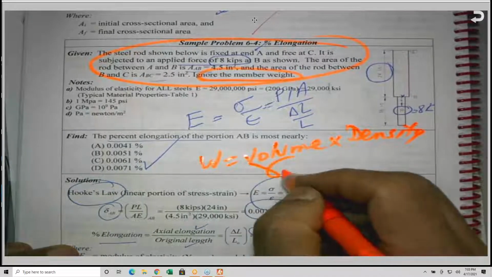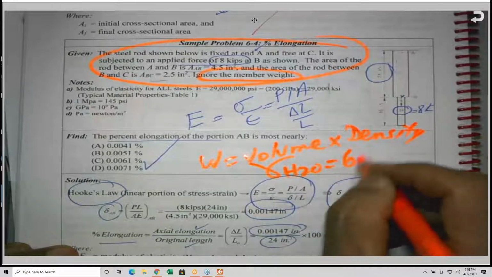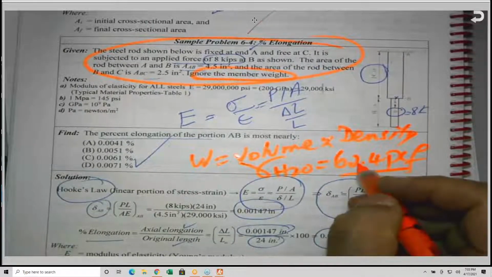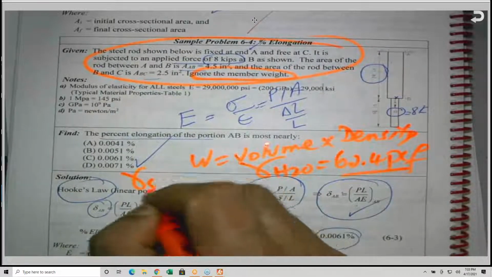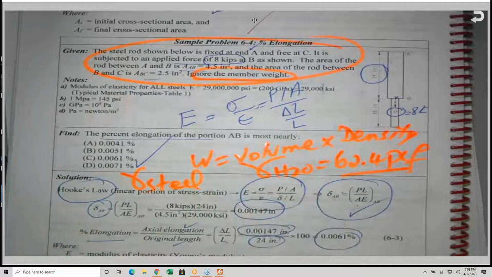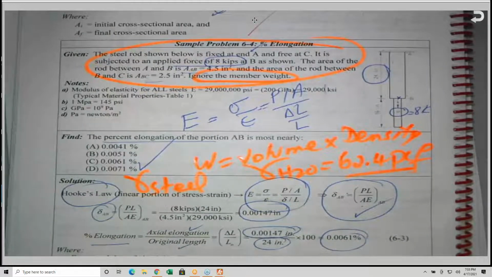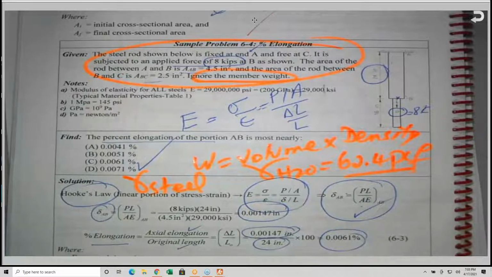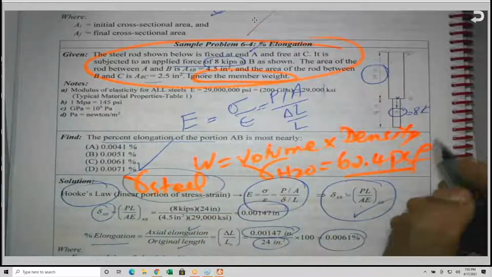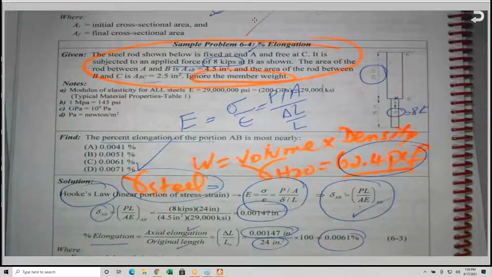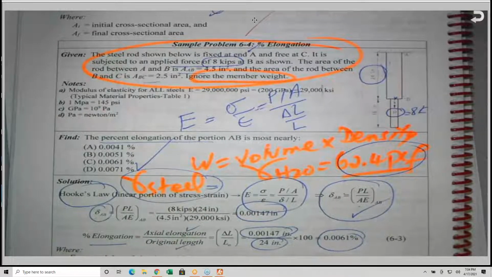All of us know gamma water is 62.4 pounds per cubic foot. So if you have 1 cubic foot of water, it weighs 62.4. What do you think about gamma steel? Is the steel heavier than water or lighter than water? Much heavier than water. Have you ever seen somebody throw a steel bar on the surface of water? Will it sink or will it float? It will sink. So if the water is 62.4, what do you think gamma steel is? Can you guess how many pounds per cubic foot?